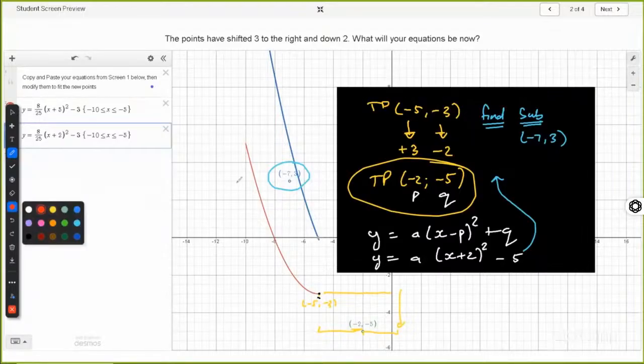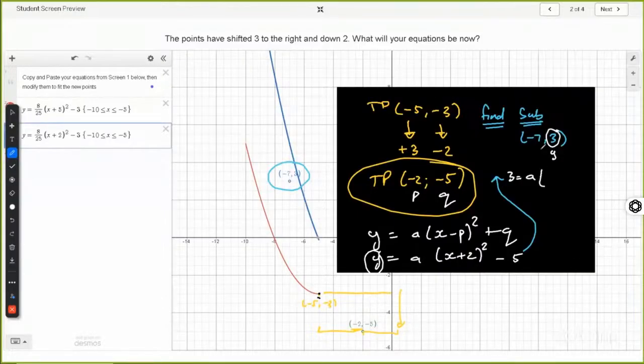Alright, so that gets me y equals, let's see how far we can get to this here. So y, which is going to be, by the way, changing y into 3, because that's my y value, equals x is -7 plus 2 squared minus 5. I then plus 5 on both sides. I get 8 equals -7 plus 2 is -5 squared is 25, and I get a equals 8 over 25. So that's the same as this here.